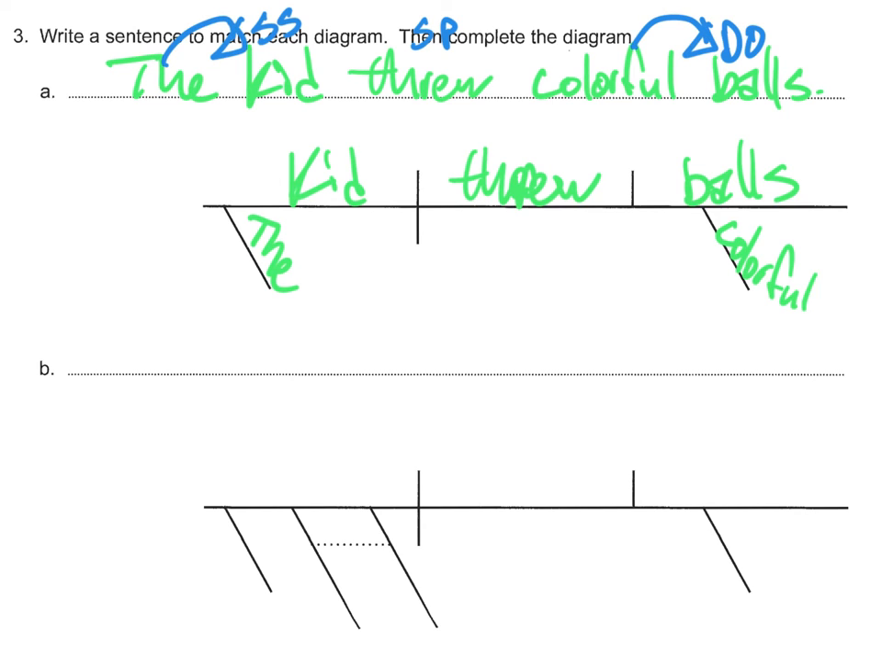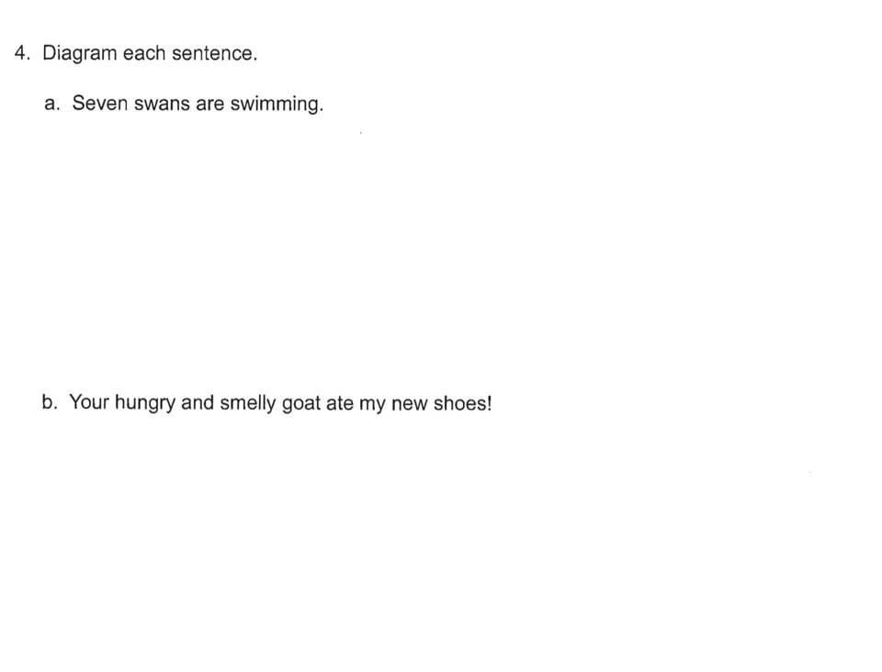Make sure to do the same thing down below, but remember we have these dotted lines, so you know that's going to be some sort of conjunction. For 4A, 4B, 4C, and 4D, you need to break down the sentence and diagram it. Remember, our swimming is continuous tense, so that's a simple predicate. I'll help you with 4C.